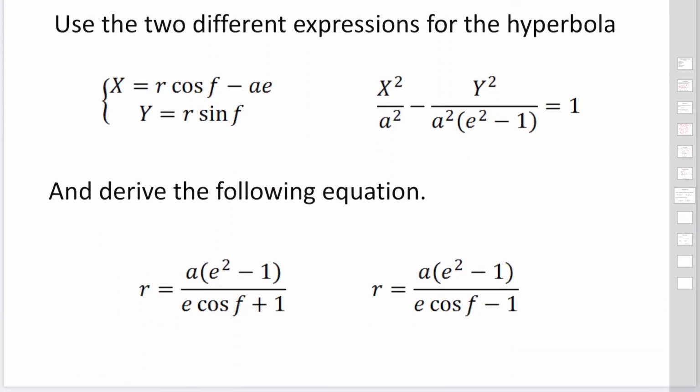Use the two different expressions for the hyperbola. So this is x equals r cosine f minus a, y equals r sine f. One of them is the Cartesian coordinates and the other is the polar coordinates. Using the definitions of the hyperbola, we derive the following two equations. This is the question.